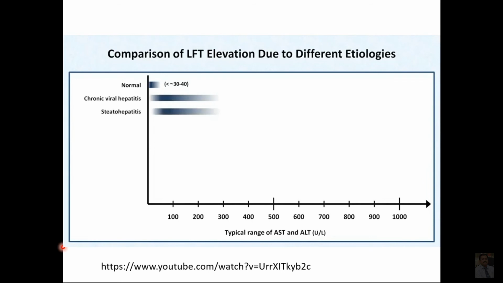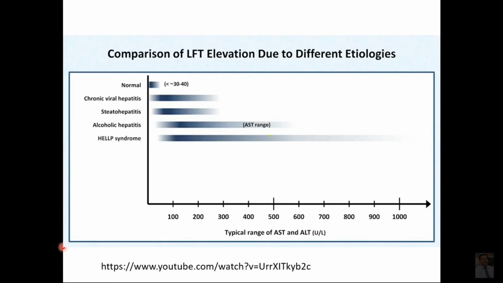In chronic hepatitis B or C infection, or with steatohepatitis, the transaminases can be near normal or even normal, and are usually not above about 200 to 300 units per liter. In alcoholic hepatitis, the AST typically ranges from about 100 to 500, with ALT about one half of that.